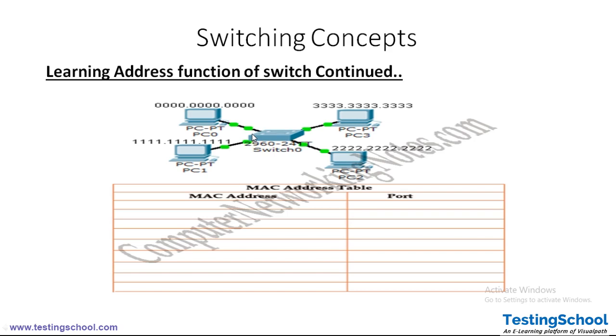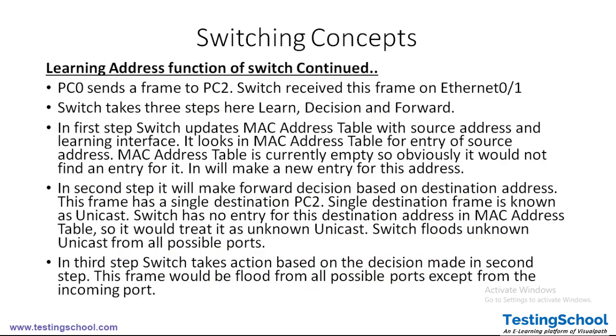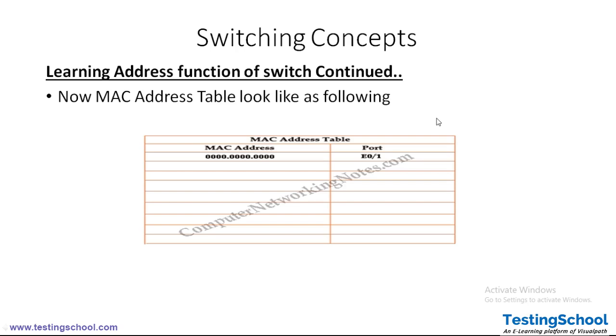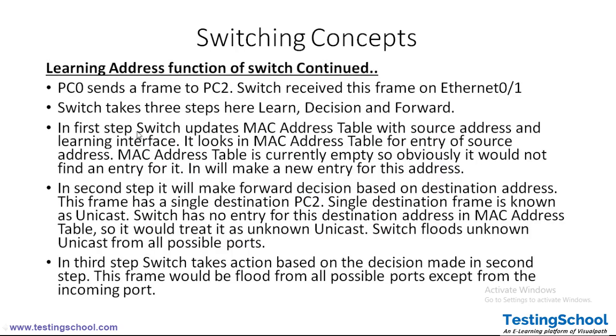So the switch has received from 0/1, so it has learned that at Ethernet 0/1, PC0 is present, whose MAC address is 0000. The same thing it will update in the table. So first thing it will do is learning.